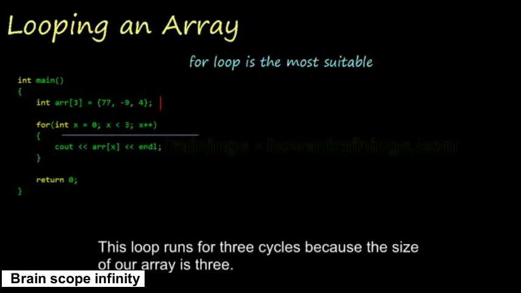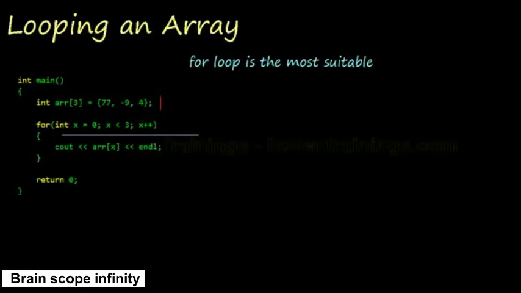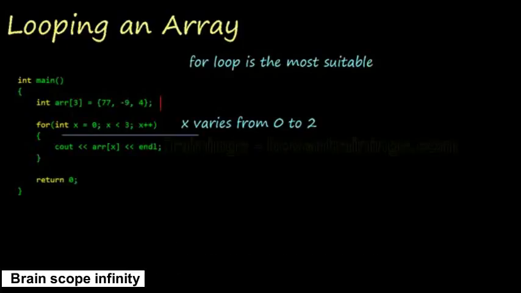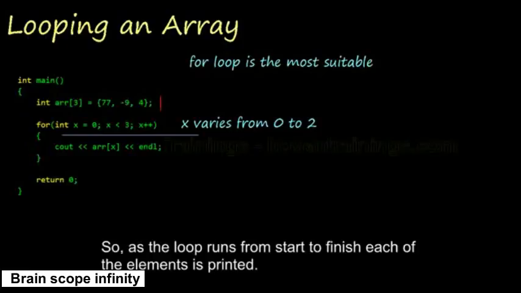This loop runs for 3 cycles because the size of our array is 3. As x varies, the subscript also keeps changing from 0 to 2. So, as the loop runs from start to finish, each of the elements is printed.